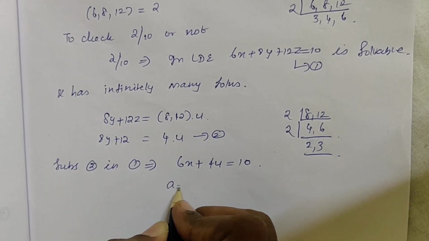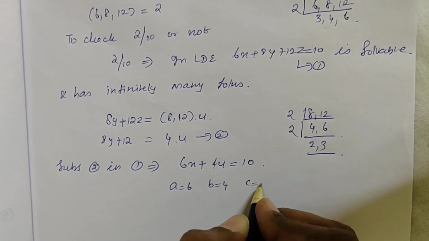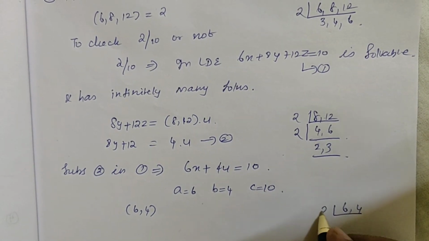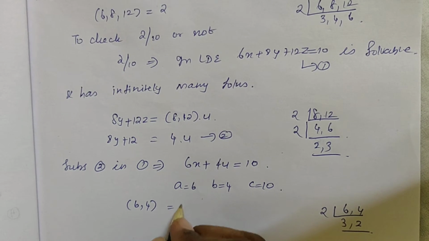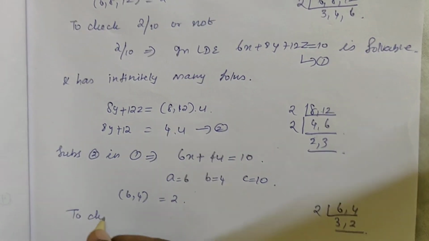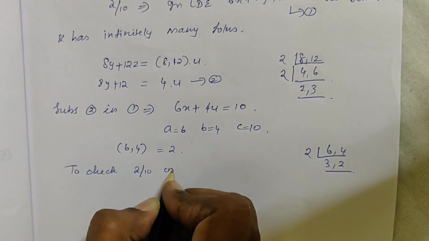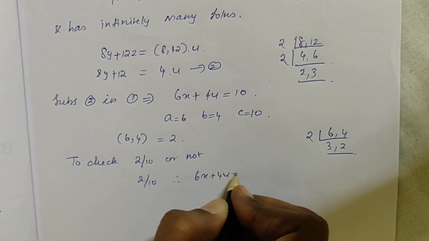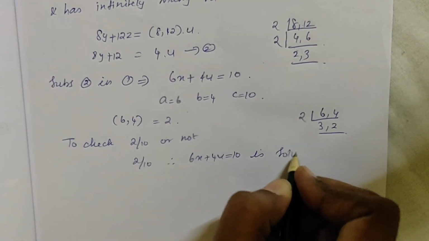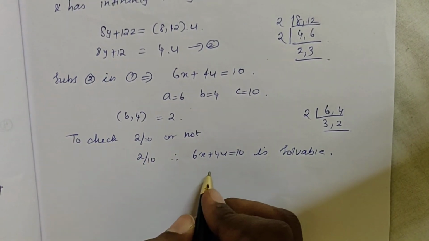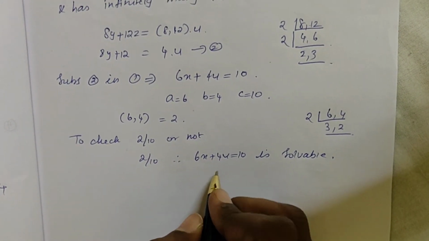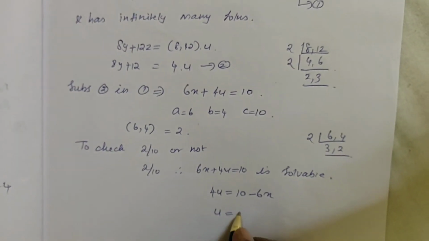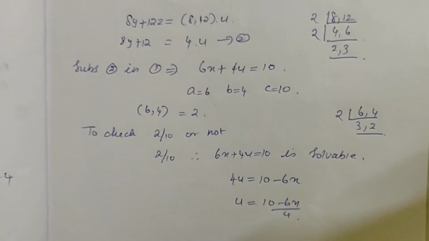Now here a equal to 6, b equal to 4 and c equal to 10. Next you find out the GCD of 6, 4. The GCD value of 6, 4 is 2 only. Then you have to check whether this 2 is a divisor of 10 or not. 2 is a divisor of 10. Therefore 6x plus 4u equal to 10 is solvable. Next, this equation can be written as 4u equal to 10 minus 6x. Then u equal to (10 minus 6x) divided by 4.